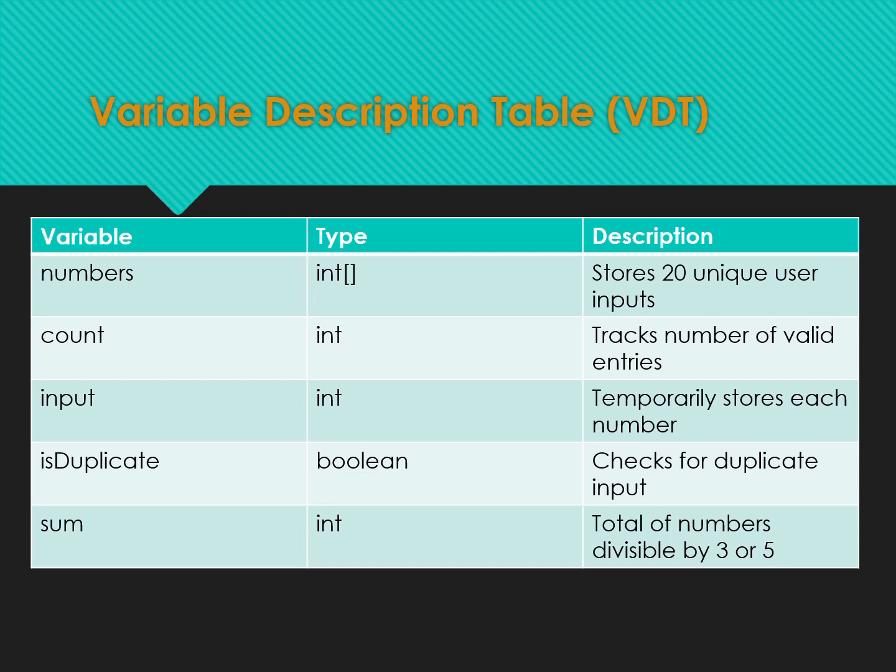Here is a table of variables used in our program. numbers is the array for storing user inputs. count keeps track of the number of unique entries. input holds each new entry temporarily. isDuplicate helps identify duplicates, and sum stores the total of divisible numbers.